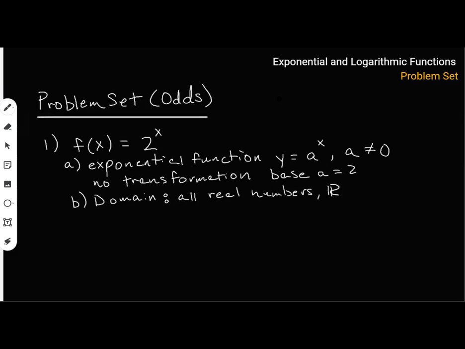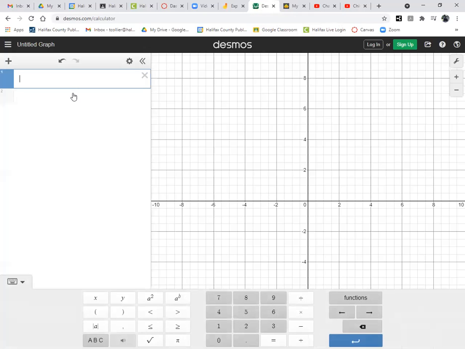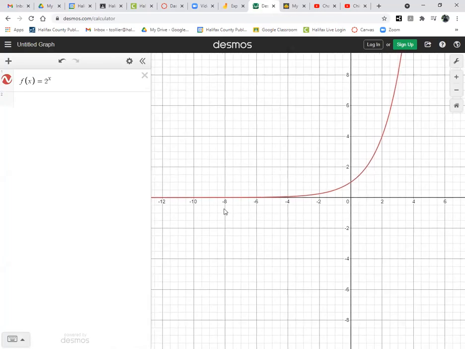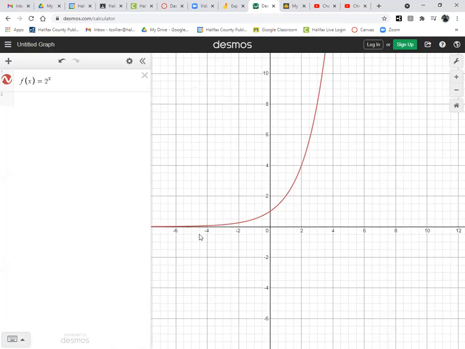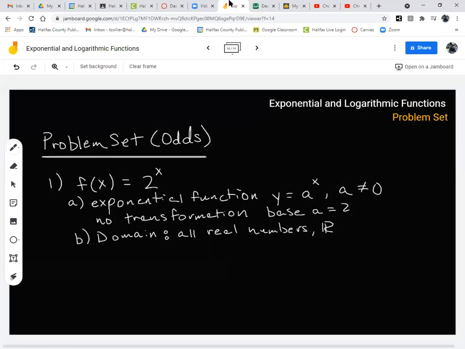So let's take a look and see what that looks like. I'm going to go over to Desmos and I'm going to graph this. F of x is equal to 2 to the x power. And that's going to give us this red function right here. Okay? So you can see from the function that it goes all the way to the left and all the way to the right. So every single x value is going to have a y value. Another way you can think about that is every single input is going to have an output. So the domain is going to be all real numbers.